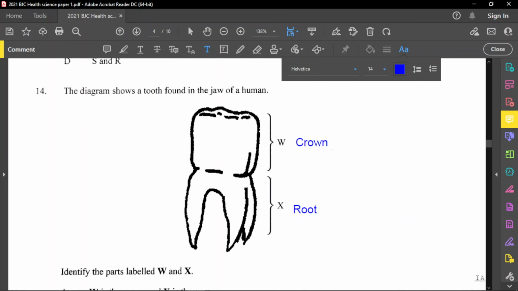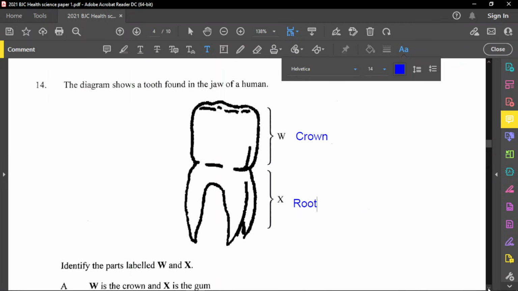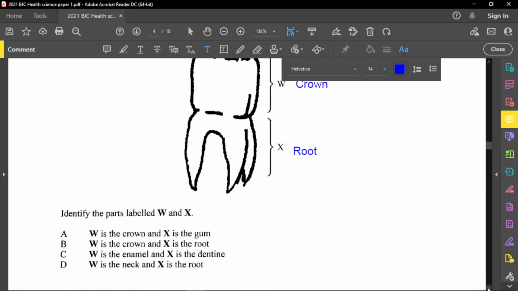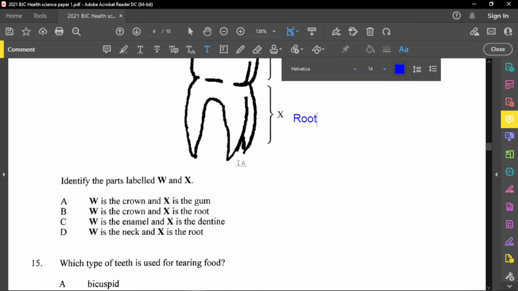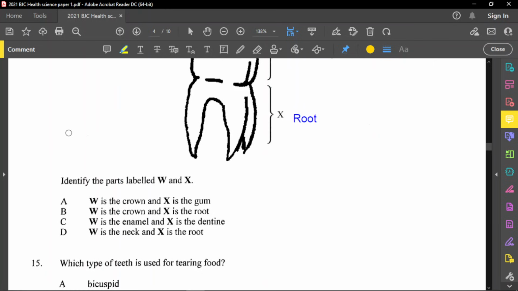And you also should know, if you cut the tooth in half, you see the different parts like enamel and so on, the pulp. You need to know all of that as well, the internal parts of the tooth. I said W is the crown and X is the root. So our answer here, looking for W and X, the crown and the root, option B is correctly matched.